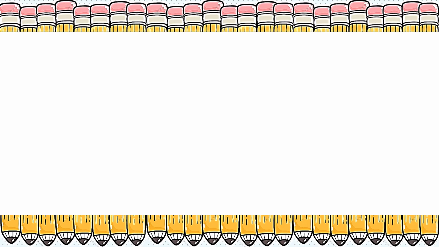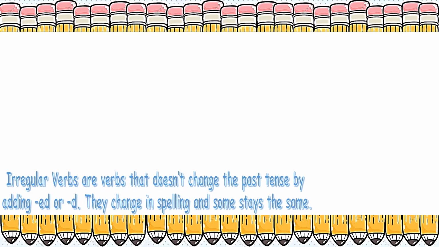First lesson is about irregular verbs. Irregular verbs are verbs that do not change in the past tense by adding ed or d. They change in spelling and some stay the same. What do you mean?